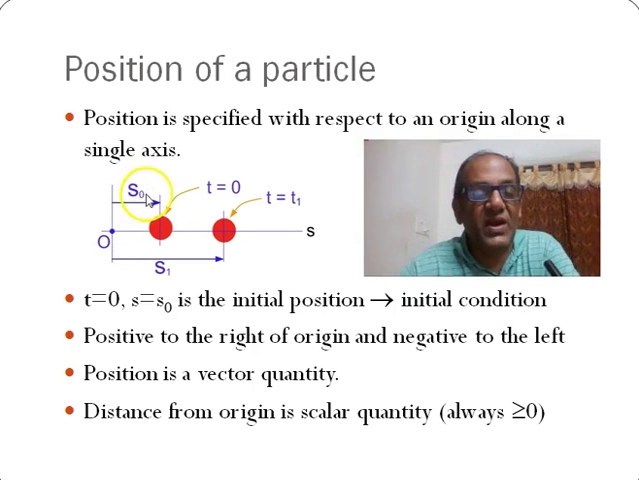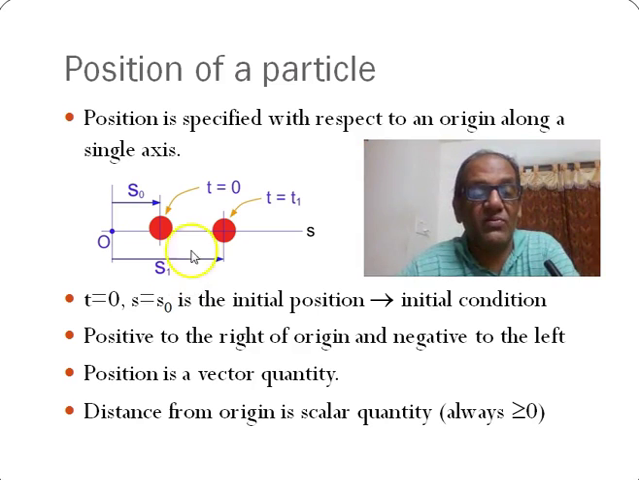And when we specify this S0, if this particle shown by the red dot is to the right of the origin, we specify that S0 is positive. If it is to the left of the origin, we say it is negative.